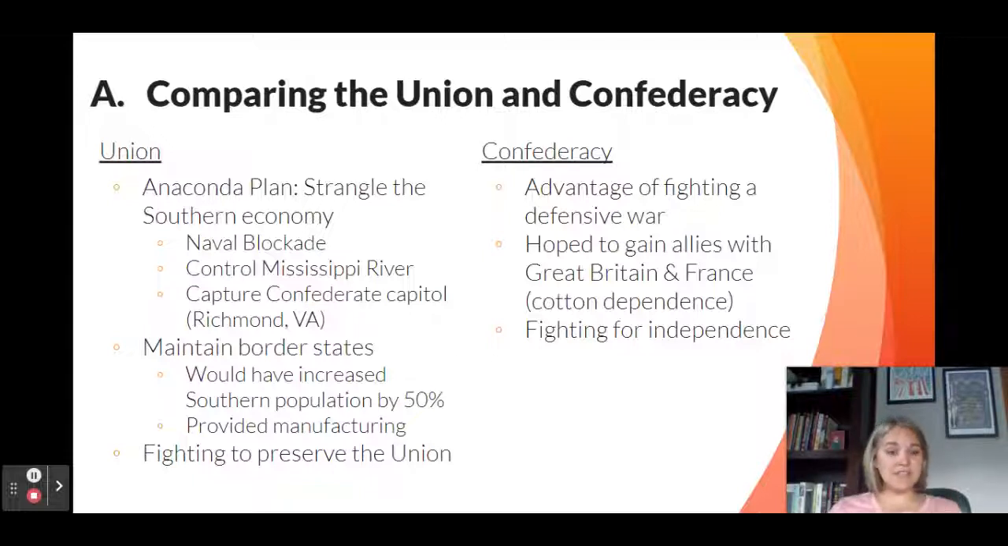The Confederacy has the advantage of fighting a defensive war. You can think back to what we learned about the American Revolutionary War, where that was a huge advantage for the American colonies. They hope to gain allies with Britain and France because of their dependence on American Southern cotton. And then they are also fighting for a cause. They're fighting for independence.